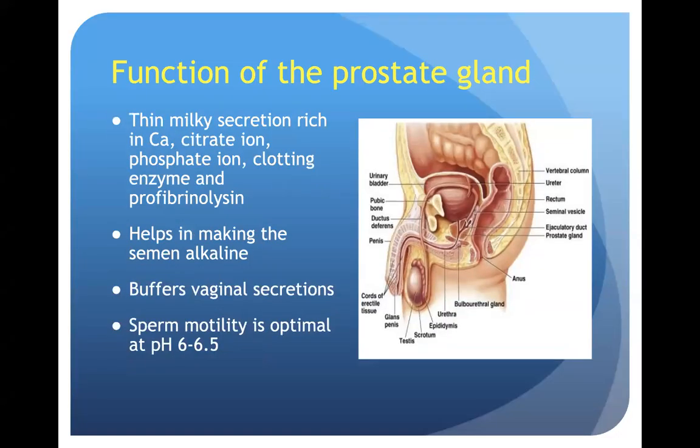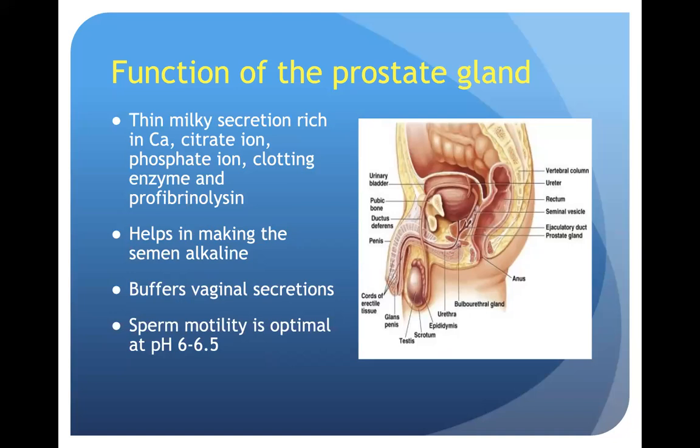Yan. How about the secretions of your prostate gland? So kung kanina, the seminal vesicle mucoid yung secretion, for the prostate gland, ayan, thin milky secretion, this time rich in calcium, citrate ion, phosphate, and then clotting enzyme, and profibrinolysin. Kung kanina si seminal vesicle yung responsible for the mucoid appearance, yung secretion naman ng prostate, yan, yung profibrinolysin, they're the one responsible to lyse that mucoid.